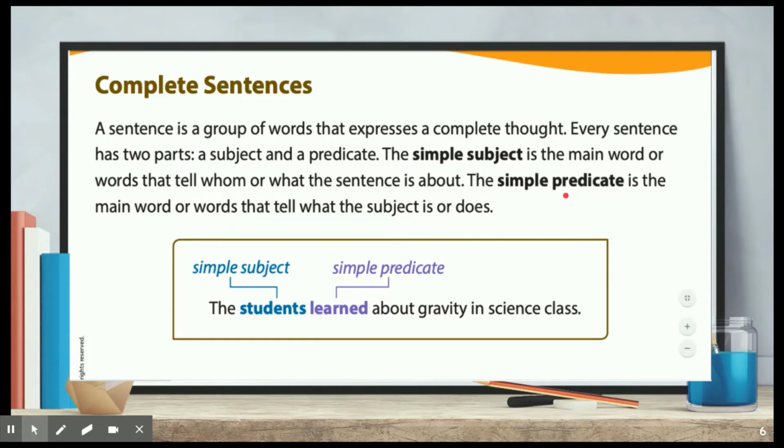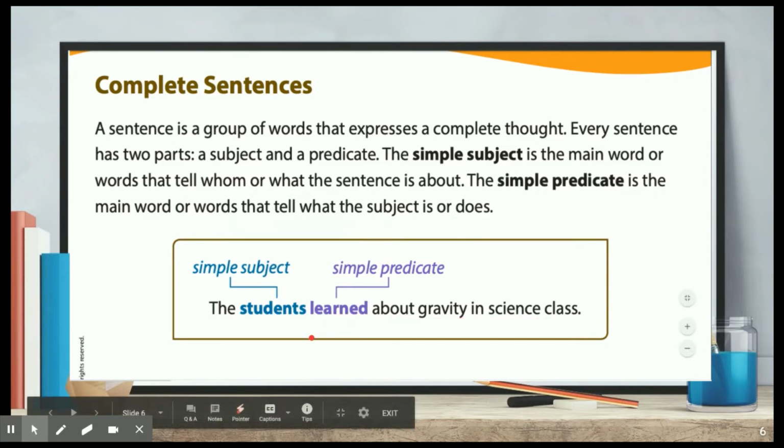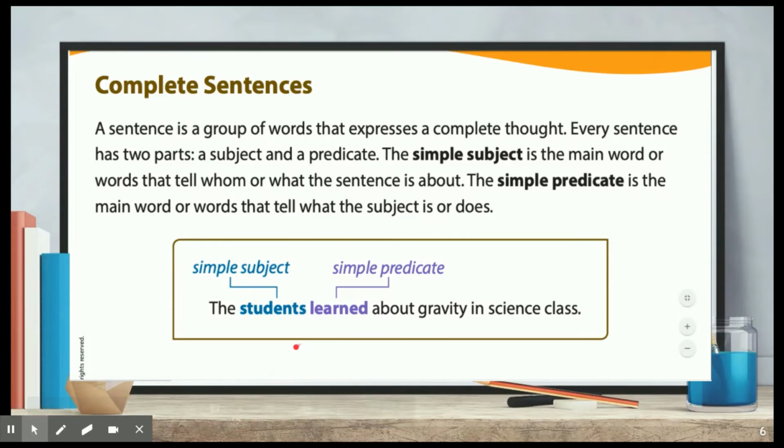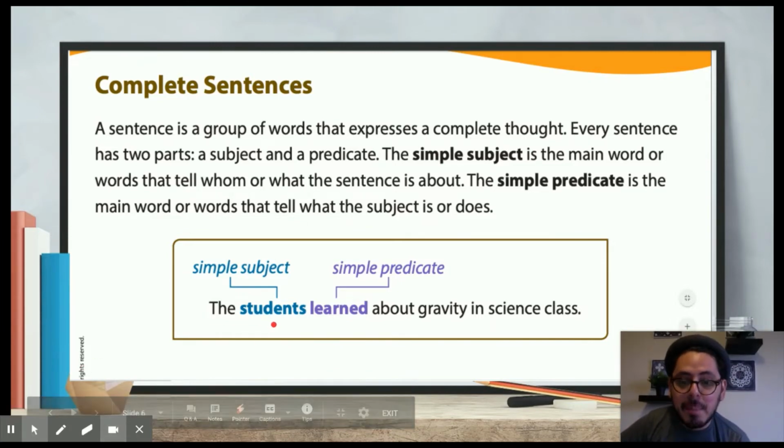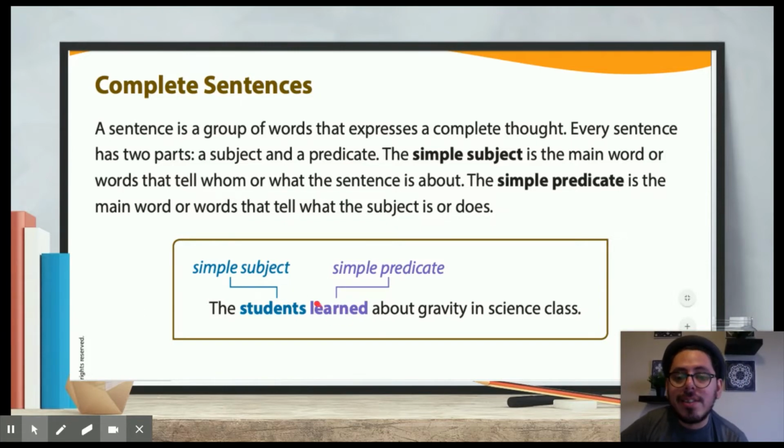Or what is it? Okay, let's check out this sentence. The students learned about gravity in science class. And then we have who. Who is the sentence talking about? I'm asking you, answer. I know I cannot hear you, but I want you to answer anyway. Every time I ask a question and I leave a space, I want you to answer, all right? So the students, that is the simple subject because it's who the sentence is talking about. And learned is what the subject is doing. What did the subject do? Learned. The students learned. Very good.